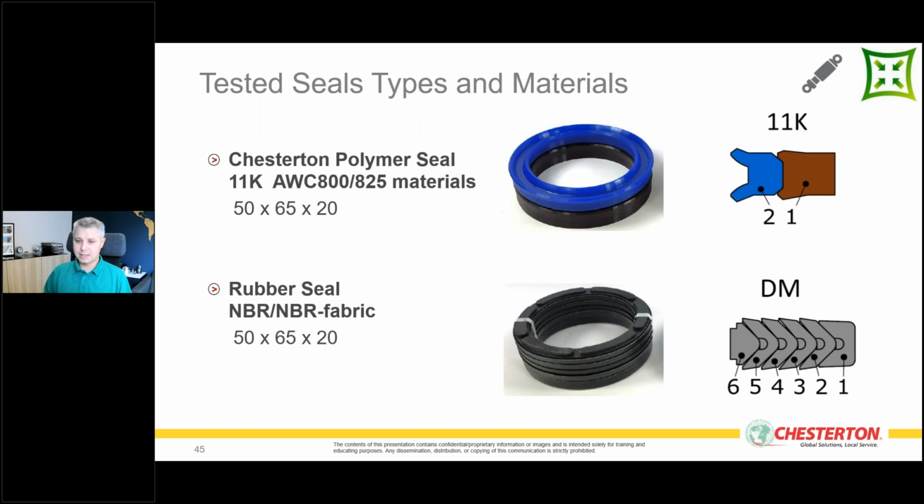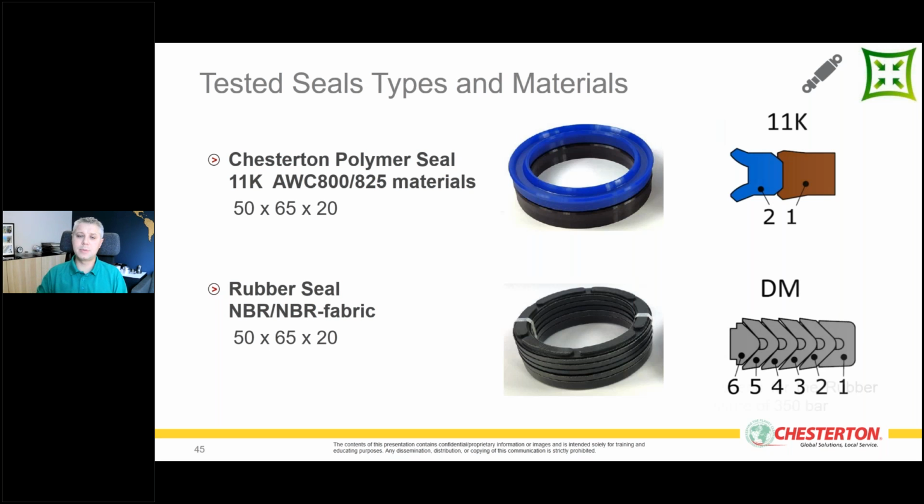So what was, for example, tested was a Chesterton polymer seal made of red and blue polymer, which are low friction Chesterton polymer seals, self-lubricated, very close in friction coefficient to Teflon, which is very, very low. And then the second one was, for example, an NBR rubber seal, a traditional stack set, and they did a comparison. So let's have a look at the result of that.